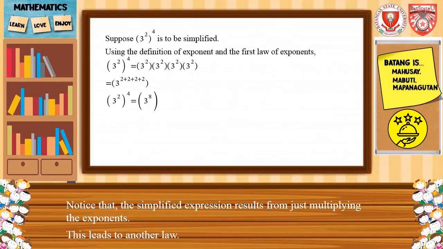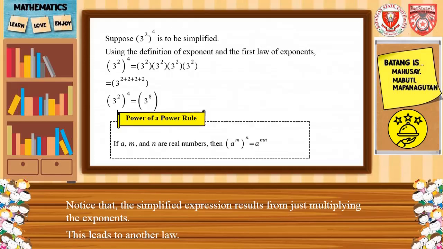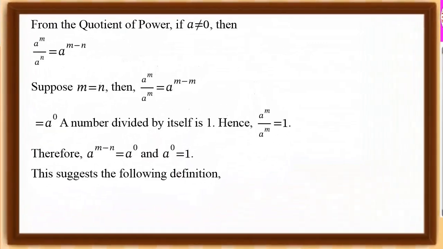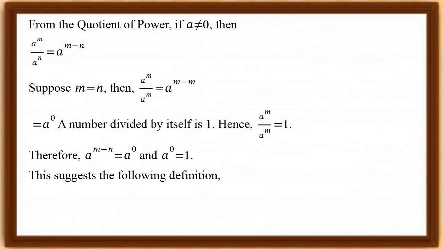You have noticed that the simplified expression results from just multiplying the exponents. This leads us to another law, the power of a power rule. If a, m, and n are real numbers, then a raised to m raised to n is equal to a raised to mn. From the quotient of powers, if a is not equal to 0, then we have a raised to m over a raised to n is equal to a raised to m minus n.